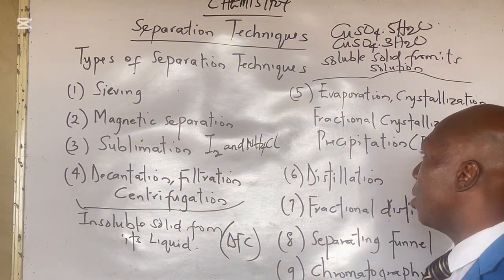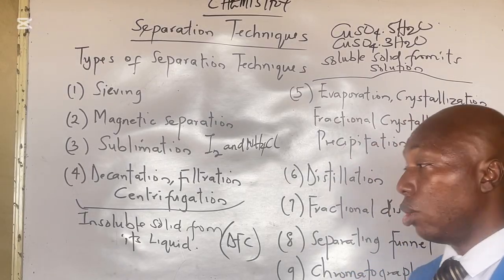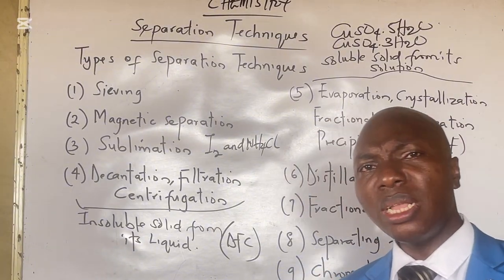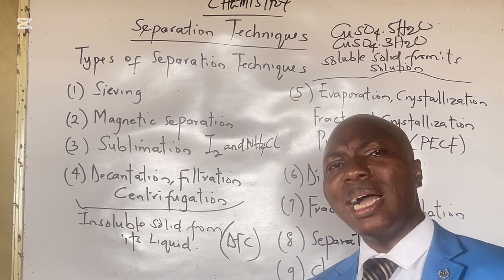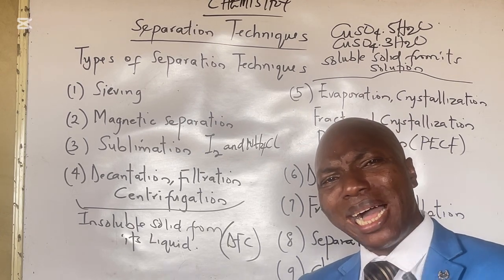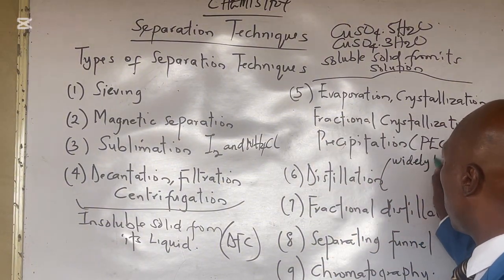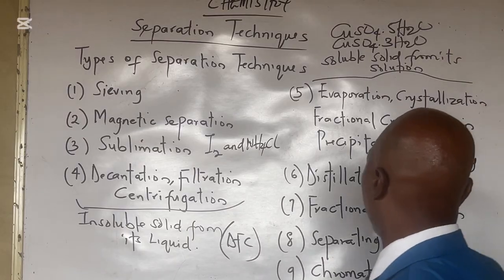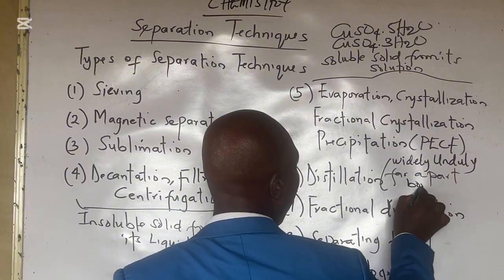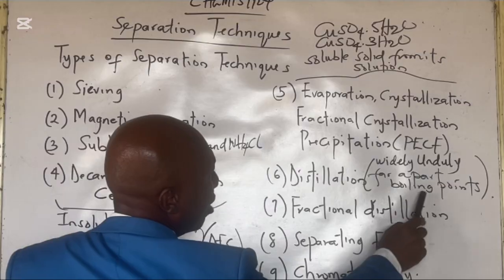Then we have what we call distillation. Distillation is used to separate solvent from their solution. And this is used in processes where we have substances which have widely different, far apart boiling points. Look at the words I'm using: widely different, far apart boiling points.